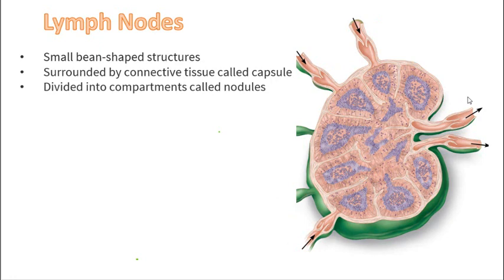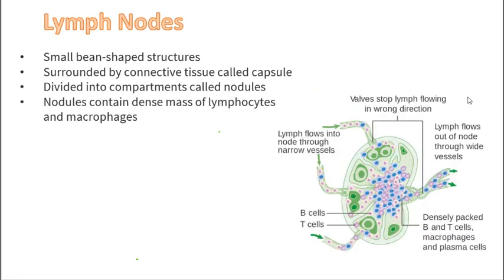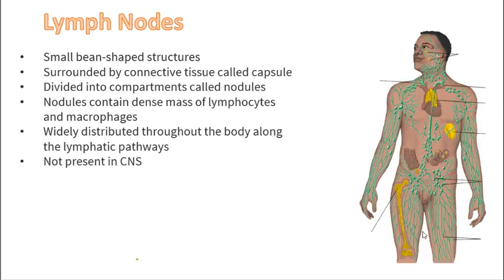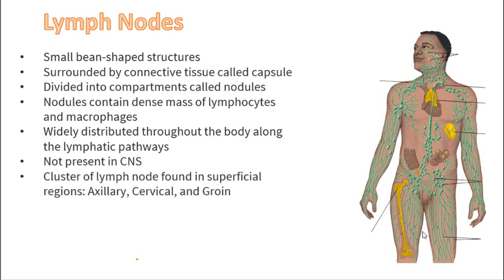It's divided into compartments called nodules or lobules, and each lobule is basically packed with a dense mass of lymphocytes and macrophages. So if you look at this picture over here, you see a lot of lymphocytes, T cells, B cells, and macrophages. You don't have lymph nodes in the central nervous system. You don't have the lymph node.